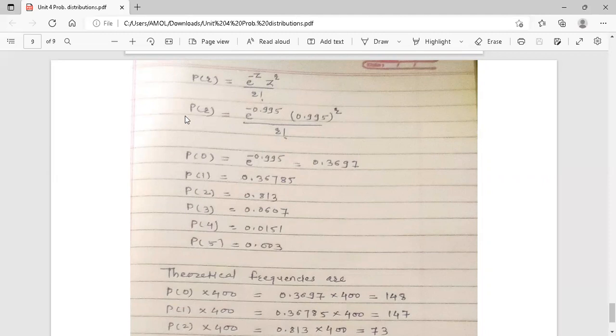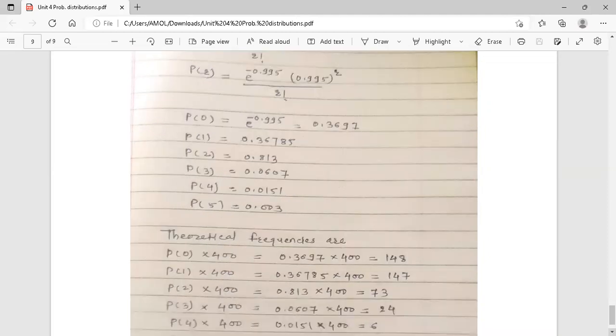Here the formula is written in terms of r, but for this example, we have been given the observations in the form of x, accidents per shift. The variable x is given, so r is equal to x, and the values of x are 0, 1, 2, 3, 4, 5. So you find the probability for x is equal to 0, 1, 2, 3, 4, 5. This is the probability distribution, the Poisson distribution fit to the given data.